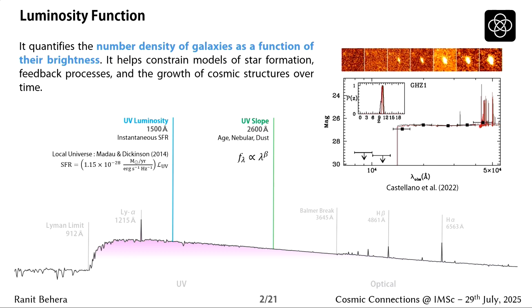So what you do is you fit a power law in the range from 1500 to 2600 angstrom, and the power law index is called the UV slope because in a log-log plot it is a straight line. These two actually fit the normalization and shape of the spectra. And when you observe a lot of galaxies, you can study their distribution.